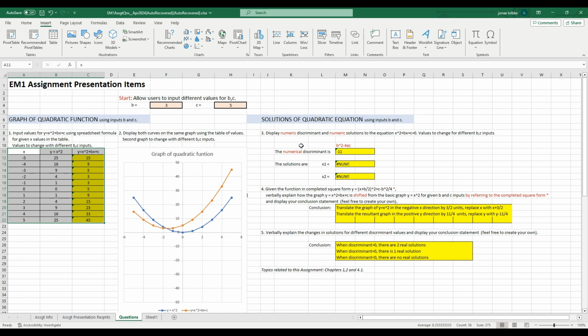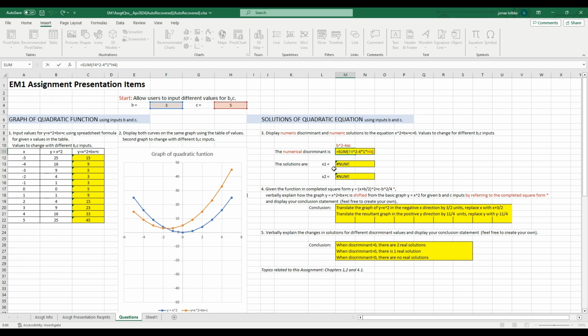Moving on to question 3, where I would have to find a numerical discriminant. To do that, I would need to use the formula of b squared minus 4ac, which in this case I would have to type in this formula here, where I would have to use the values of b and c, and the value of a would be based on what the constant is before this x squared value. In this case, it is 1.